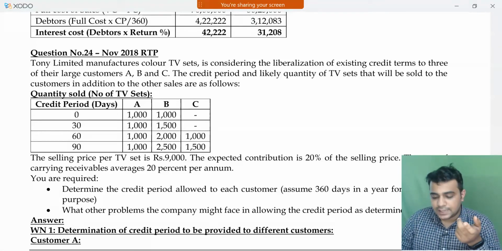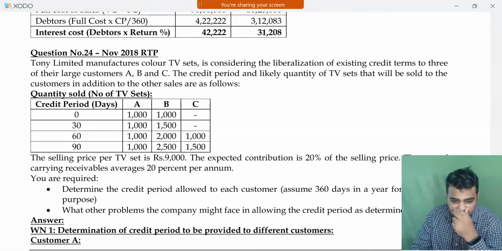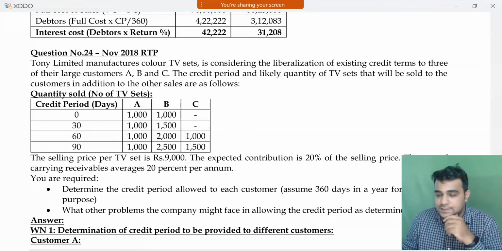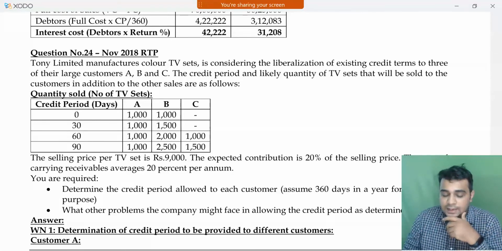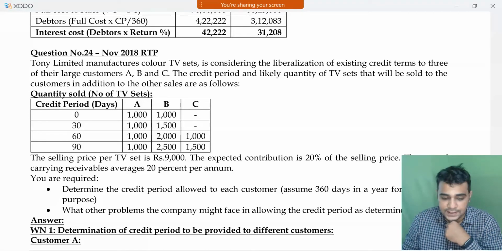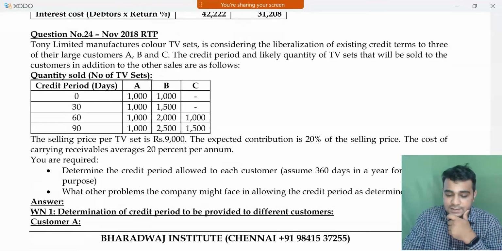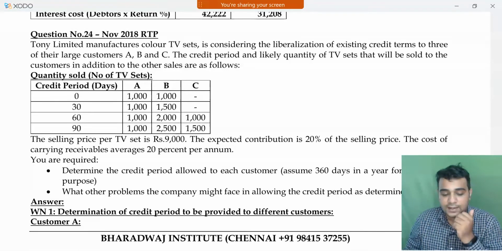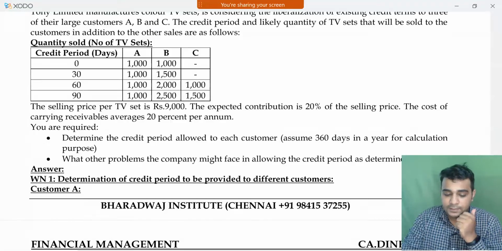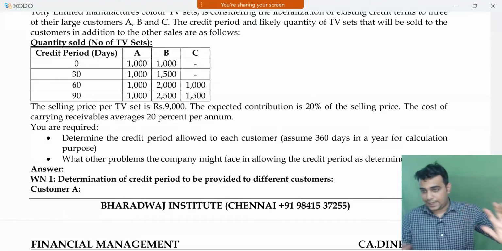Some of the questions I'll solve, some of the questions we'll discuss. Let's come to 24. Tony Limited manufactures color TV sets and is considering liberalization of existing credit terms to 3 of their large customers. Credit period and likely quantity that will be sold: 0, 30, 60, 90 is the credit period, with units which can be sold. Selling price is 9,000, contribution is 20%, cost of carrying receivable is 20%. Determine the credit period allowed to each customer, assuming 360 days in a year for calculation purposes.